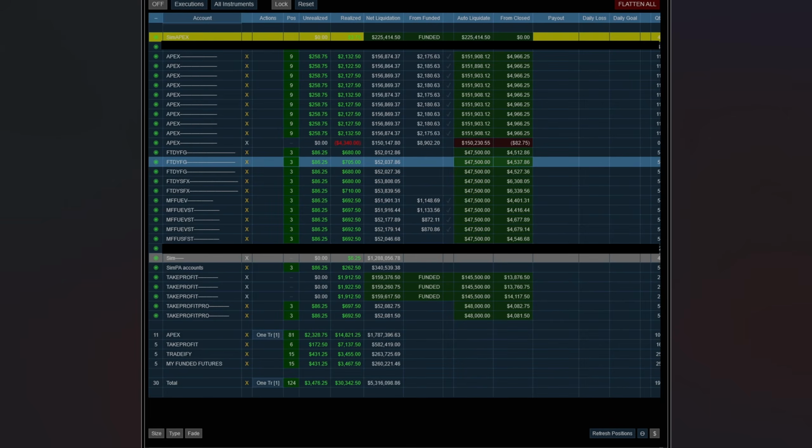Now, last night I took a screenshot of the trade copier, and you can see right here where it shows position size. You can see how many contracts each one of your accounts currently has on. In the Apex accounts, I had 9 contracts on. In all the other 50K accounts, I only had 3 contracts on.